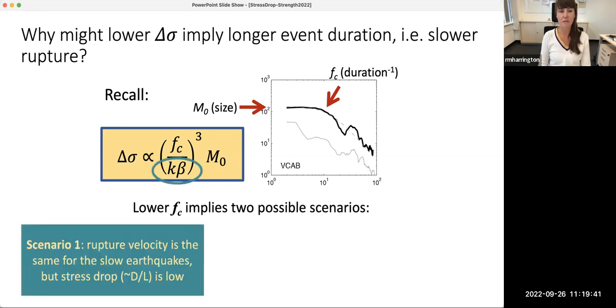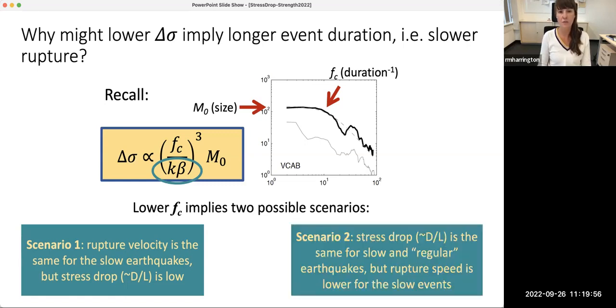Either one, the rupture velocity is the same as for the regular earthquakes, but the stress drop, and here the stress drop I'm referring to is the ratio of the slip over the length, has to be low. Or in scenario two, the stress drop is the same for the EHWs and the regular earthquakes, but the rupture speed for the EHWs is lower than it is for the typical events.